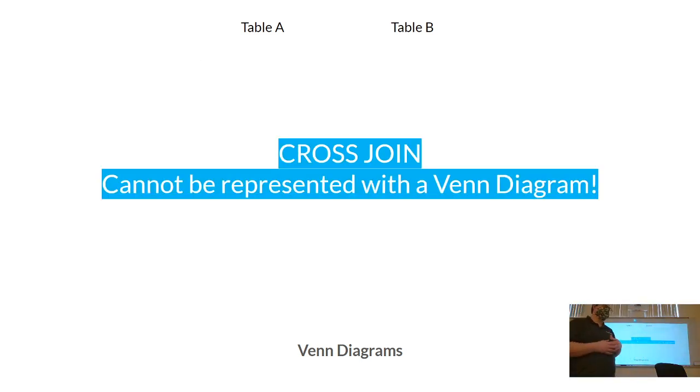Cross joins can't really be represented with the Venn diagram. There is no way to really represent that with the Venn diagram. And you saw that idea of exploding: with the Venn diagram, you're getting rows that don't exist, basically. You're getting all the pairs of A and B that are possible. So the best way to draw a cross join is with a rectangle. Table A, table B, and then everything inside of it is the possibilities.